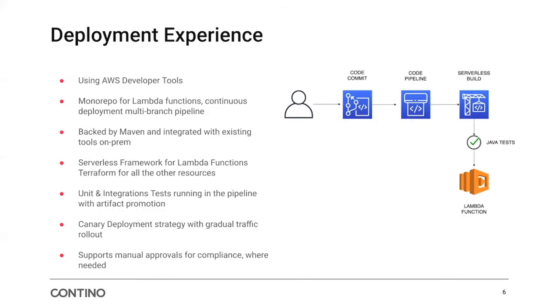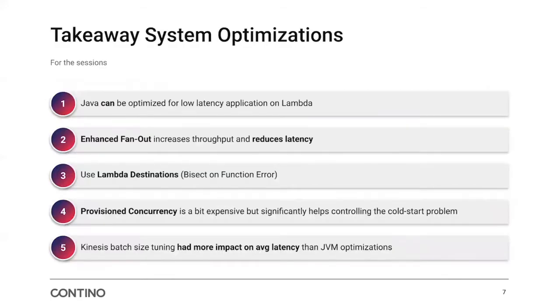So the main takeaways that I would like you to take from this are here. Java can be optimized for low-latency applications on Lambda. Enhanced fan-out increases throughput and reduces latency. Lambda destinations is a great way to do your error handling without having too much of an impact. Provisioned concurrency is a bit expensive, but I think, as we've shown, it significantly helps control the cold start problem and really gives you the numbers that you need. And Kinesis batch size tuning had more of an impact on average latency than JVM optimization. So just something to keep in mind if you have a similar setup.